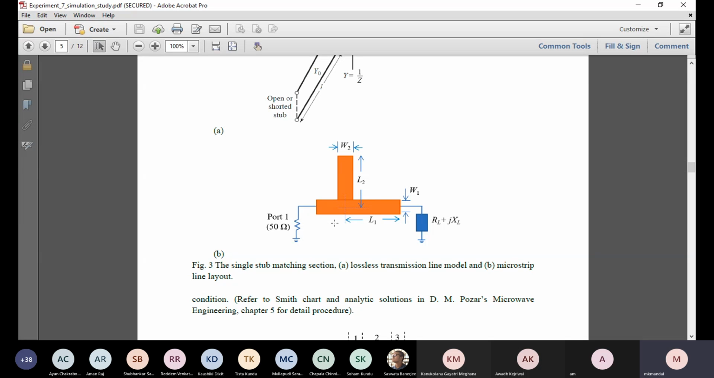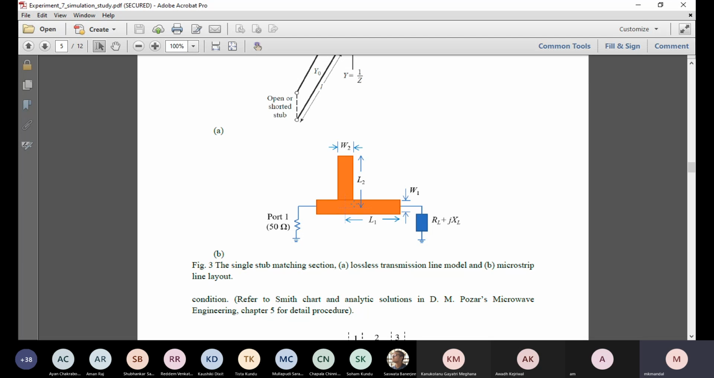Now again, you should not face any problem. How to proceed for this one? You can derive an expression for Zin looking from port 1. Once you have Zin, what is your gamma in? That is (Zin minus Z0) by (Zin plus Z0). Use that formula, and in MATLAB you plot S11.